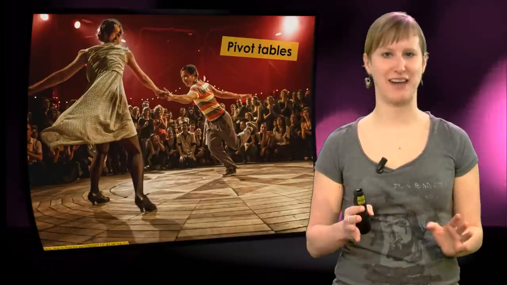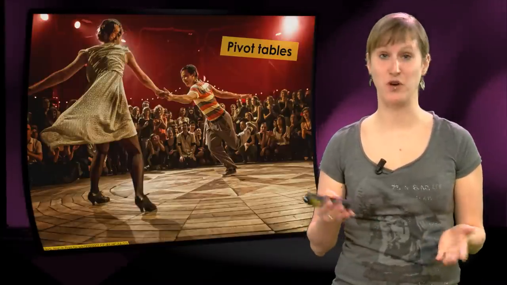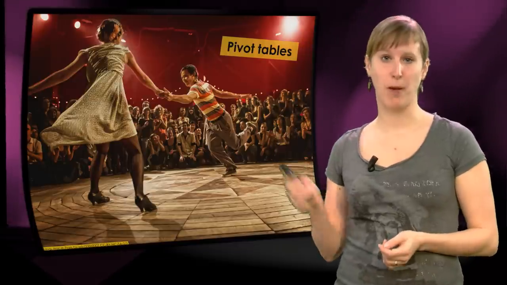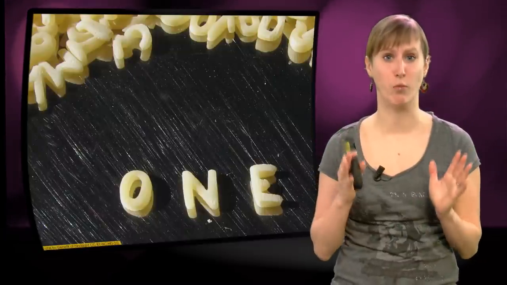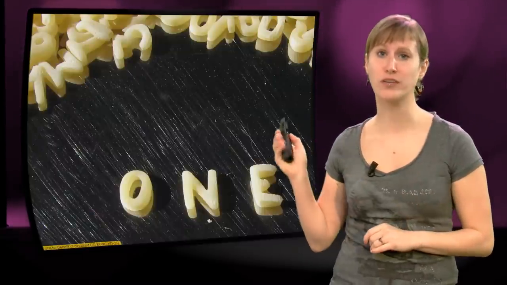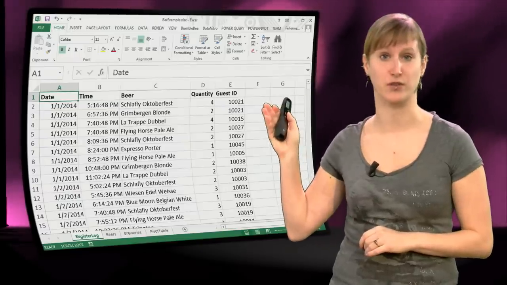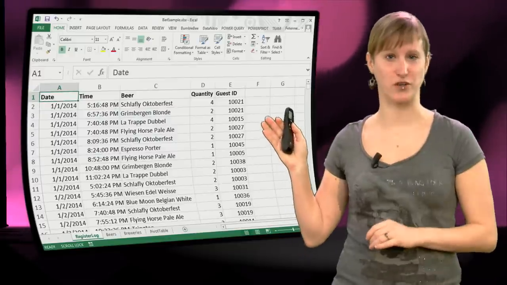So I'm sure you've gathered by now that this week's videos are all about pivot tables. But what we have done so far is we've only looked at the analysis of one worksheet. We've only dug into this register log. But there's more in our spreadsheet, right?